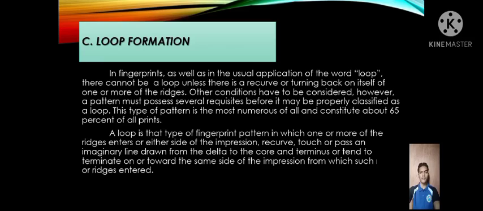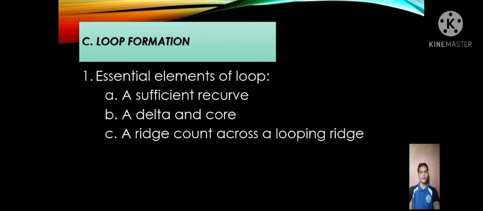A loop is a type of fingerprint pattern in which one or more of the ridges enters on either side of the impression, recurves, touches, or passes an imaginary line drawn from the delta to the core. So, in a loop type pattern, makita nimo diha ang imaginary line, which is in between delta and core, where ridge counting happens. So, a loop has its essential elements.